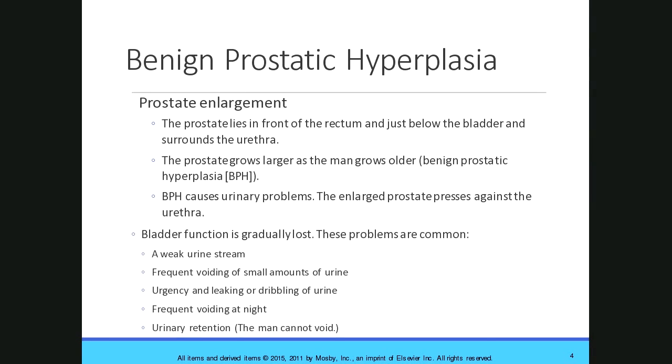Bladder function basically is gradually lost, and what happens is their urine stream starts to get weak, or they start voiding quite frequently, and it's just a small amount of urine, and they get urgency, or they dribble a little bit of urine, and they void frequently at night, and then they can have what's called urinary retention, which means they can't void at all.